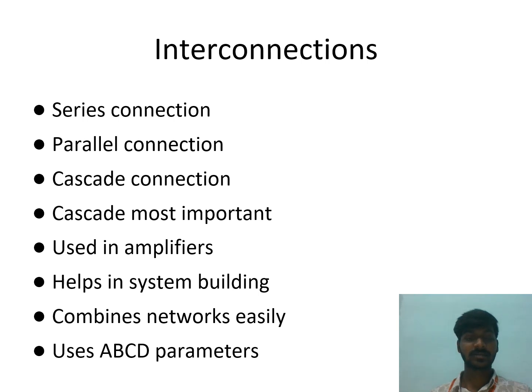Now let us discuss interconnections. The main connections are series connection, parallel connection, and cascade connection. Cascade is the most important connection. It is used in amplifiers, helps in system building, combines networks easily, and uses ABCD parameters.